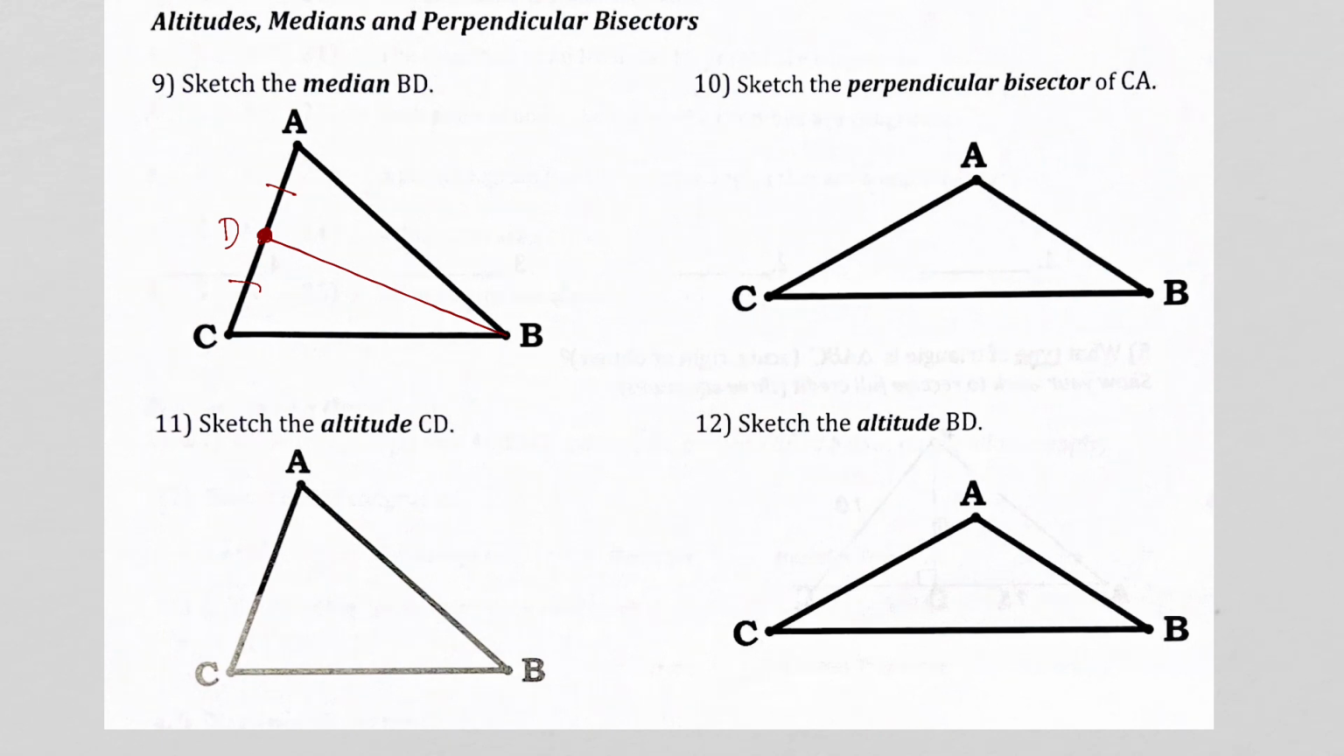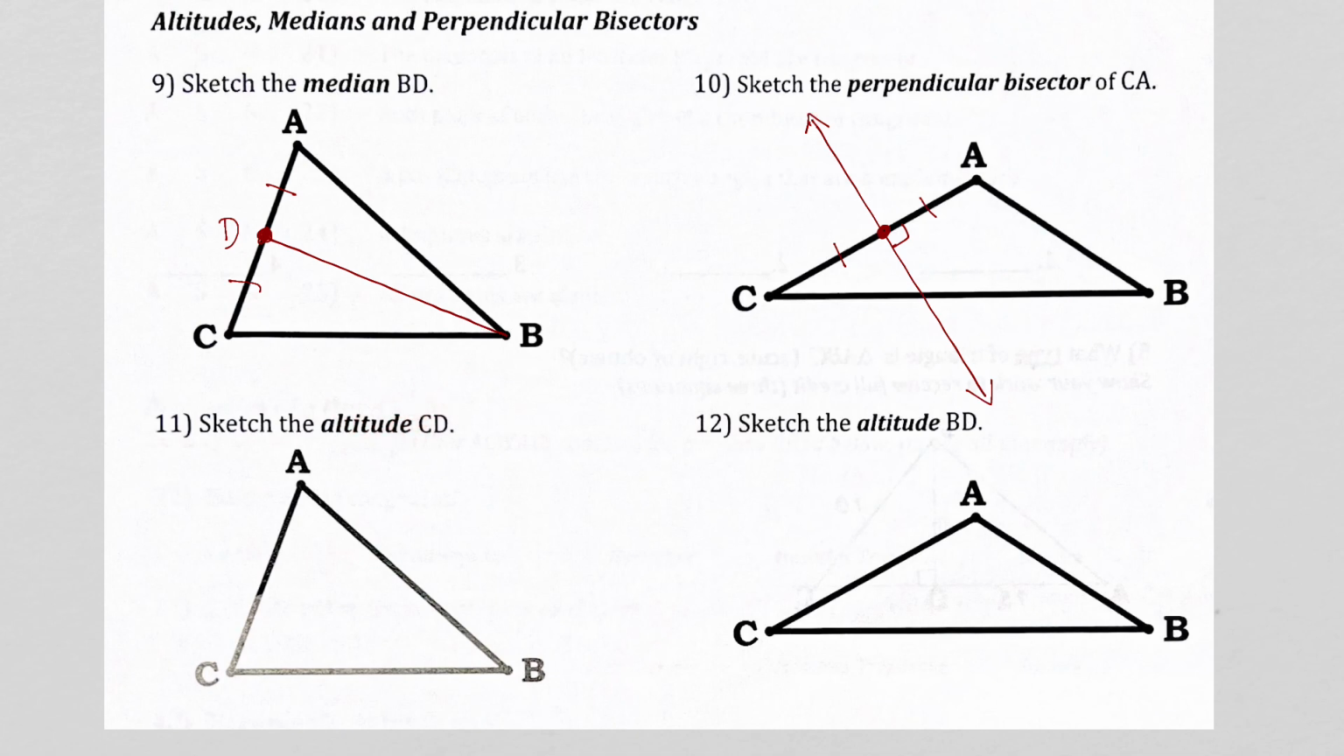Okay, the perpendicular bisector of CA. First of all, we need to know halfway in between, so we'll do a dot again and show that that's the midpoint. And then we need to draw a right angle line through that point, so like this. Now, a couple of things. You need arrows on either side of this, and then you need to do this to show that that's perpendicular. That has to be there.